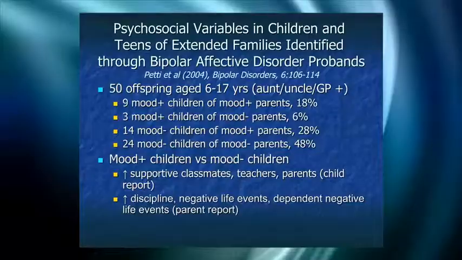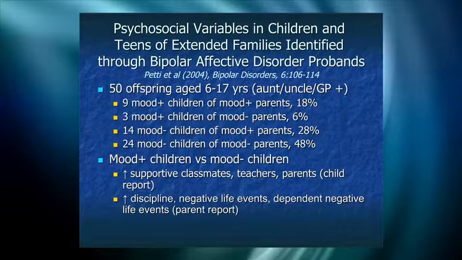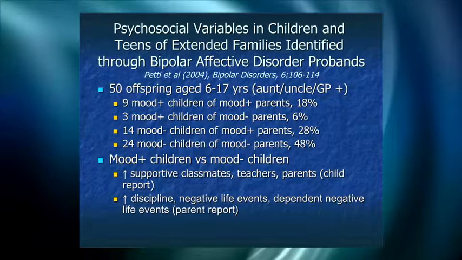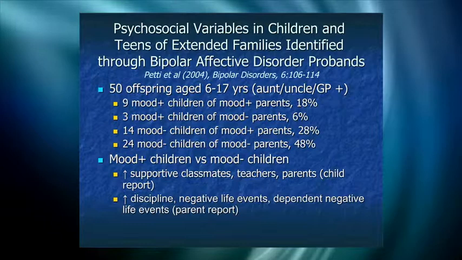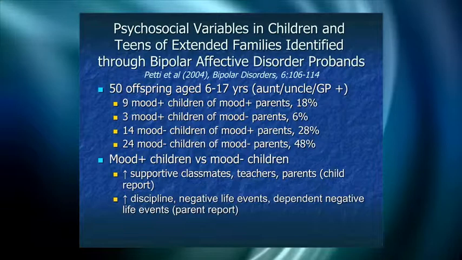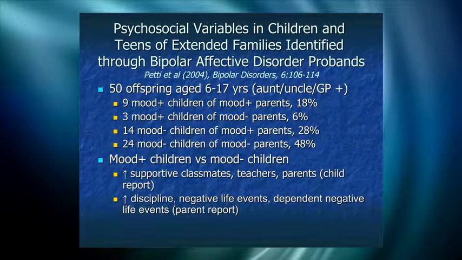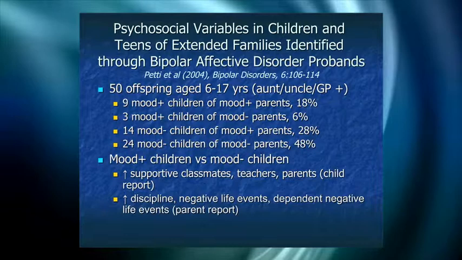Psychosocial variables in children and teens of extended families identified through bipolar affective disorder probands. In this case, they took 50 offspring, 6 to 17 years, where either an aunt, an uncle, or a grandparent had bipolar disorder. And you see the breakdown of those kids with mood disorder when their parents also had a mood disorder, kids with mood disorder where their parent didn't, kids without mood disorder, parents with, kids without, parents without. What they found was that the kids who had the mood disorder reported more supportive classmates, teachers, and parents.